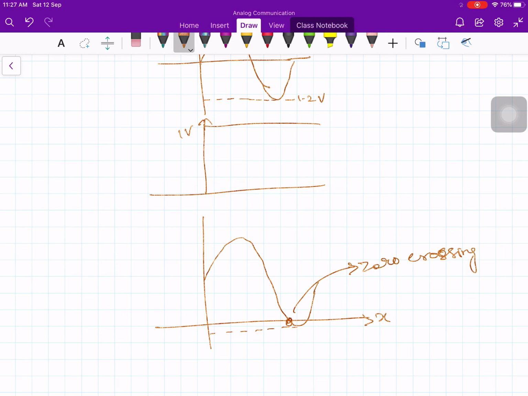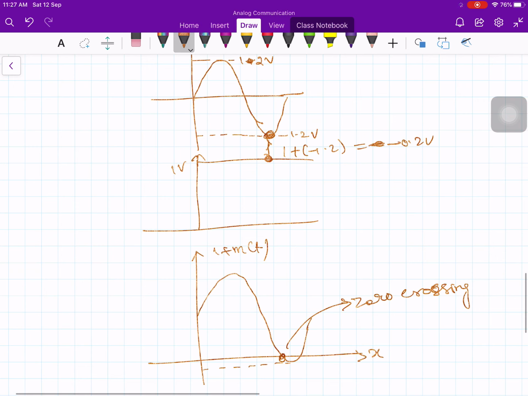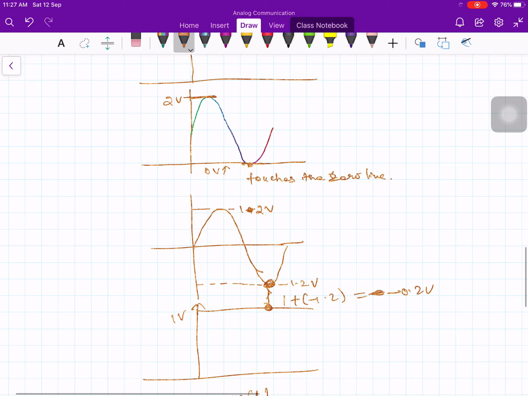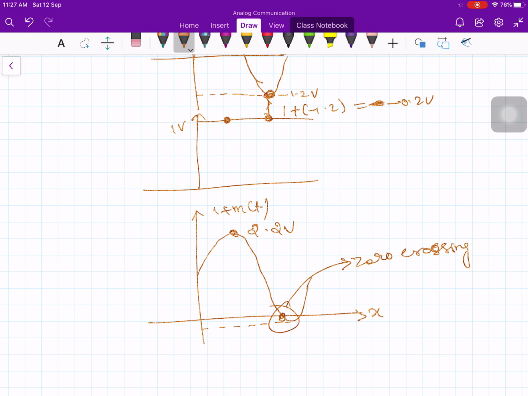This is your x-axis and this is your 1 plus m of t. Because this point is minus 1.2 volts and this is 1 volt, if you add these two, 1 plus minus 1.2 is equal to minus 0.2 volts. That is why you are getting below zero there. And here this is plus 1.2, and at this point 1 volt, 1 plus 1.2 becomes 2.2 volts. So therefore it crosses the x-axis at 2 points, 0 crossings.